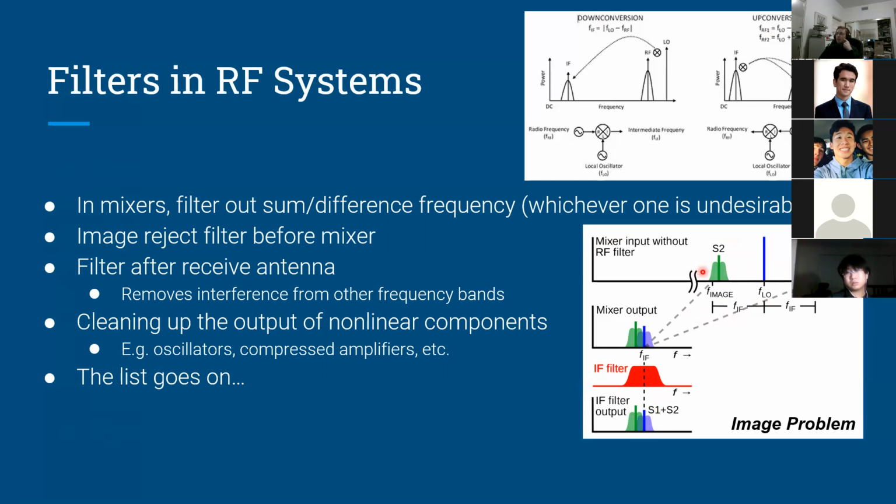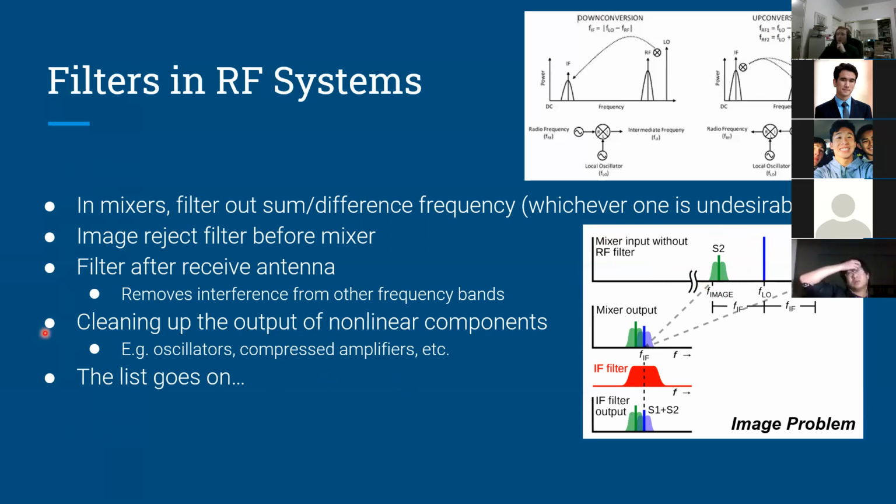So that's another application of a filter. Now another one is on the receiver, just after the antenna. The antenna is going to be receiving anything that's being sent out in the electromagnetic spectrum, some more so than others, depending on the antenna geometry. But what you need to do is filter out just your signal, your frequency band of interest, and get rid of all the other interference, similar to this image rejection filter. And to do that, you just use another bandpass filter.